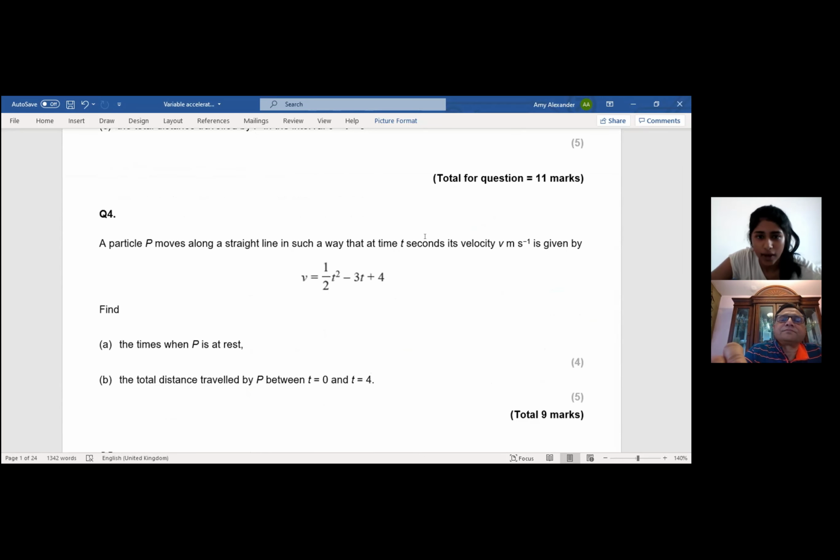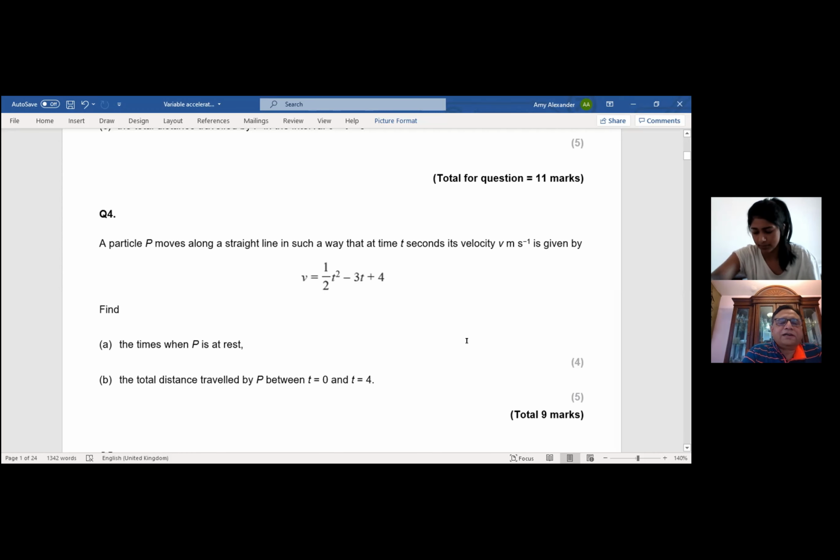So a particle P moves along a straight line in such a way that at time t seconds, its velocity v meters per second is given by v equals half t squared minus 3t plus 4. Find part A, the times when P is at rest, and part B, the total distance traveled by P between t equals 0 and t equals 4.